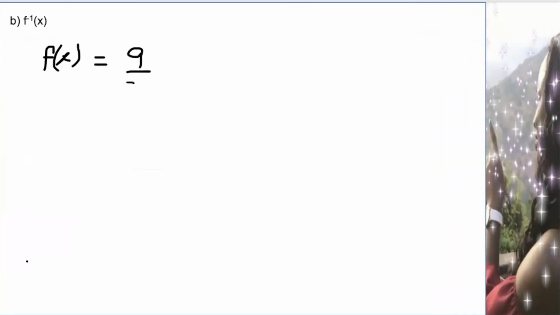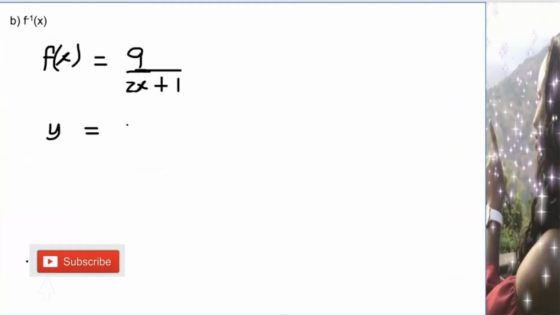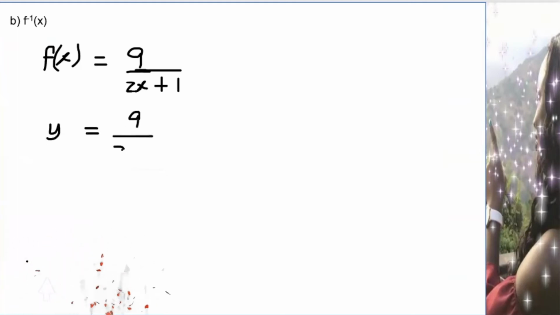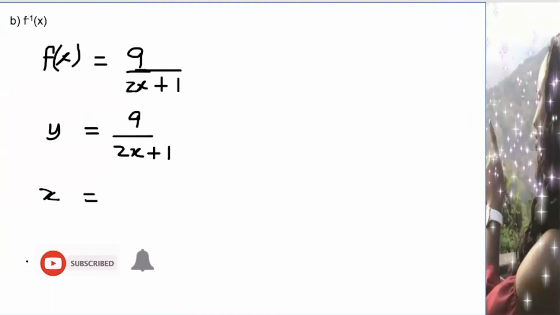For the next question, I will be finding the inverse of this function f of x. So I will replace f of x with y. So I have y equals 9 over 2x plus 1. Then the next step is to interchange. So I change the y to x, and where I have x, it will be replaced with y. So I have 2y plus 1.